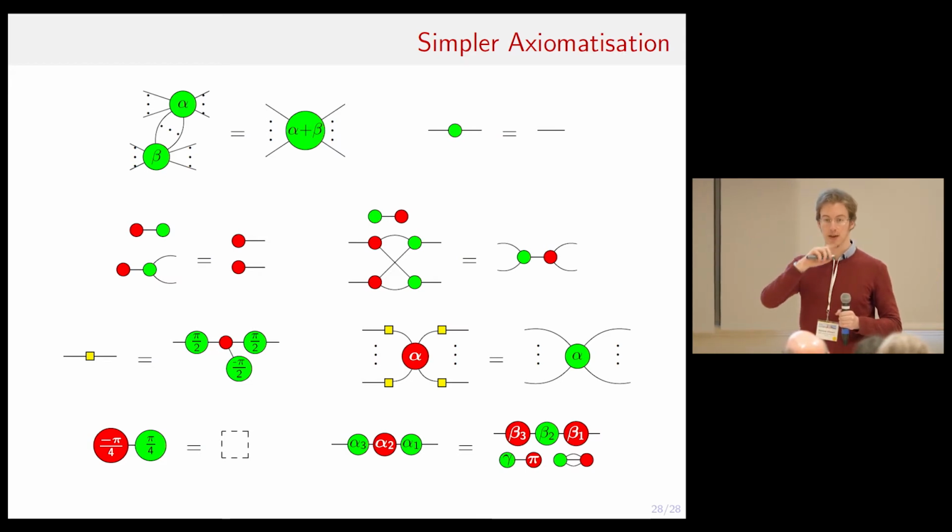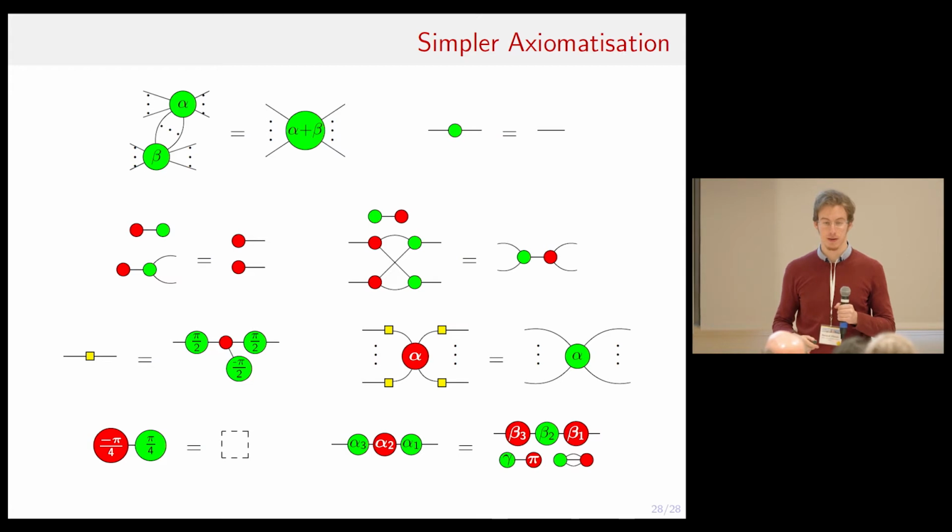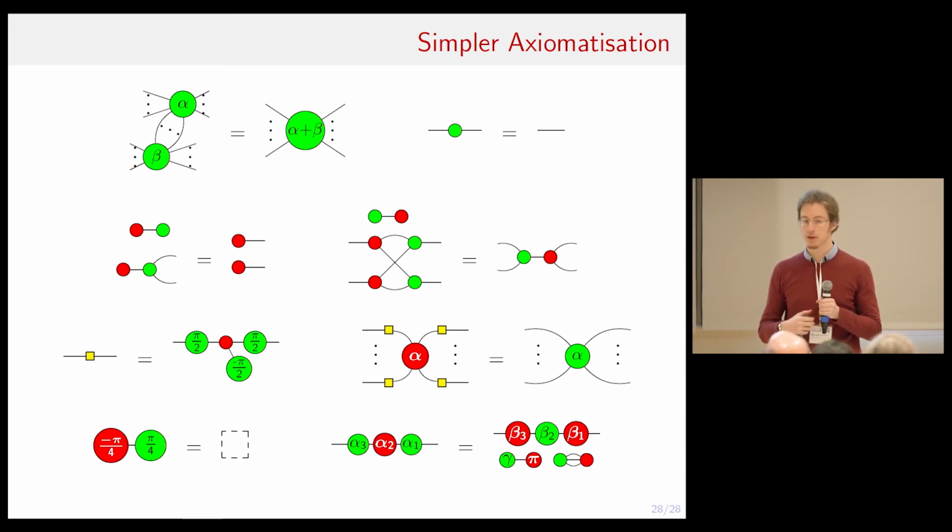I have one question. When you did this circuit simplification in the beginning, you made lots of choices there. Is there an automated way to do this? And is anything known about the complexity of this? No, in general, for general circuits, we don't have a strategy.